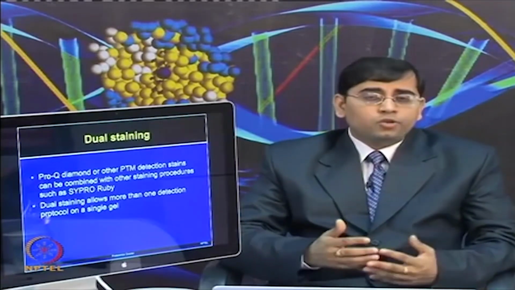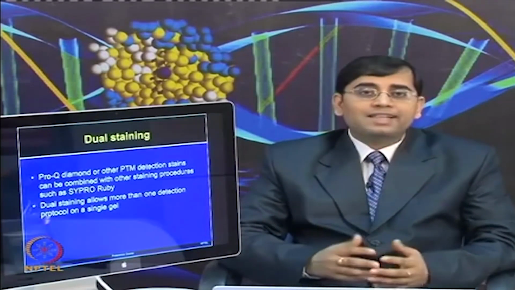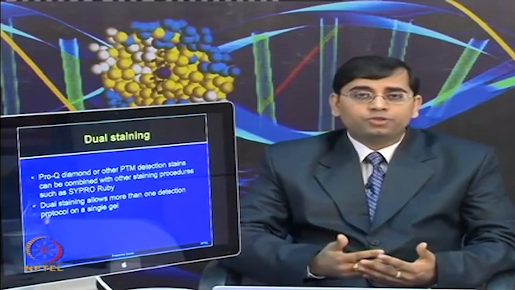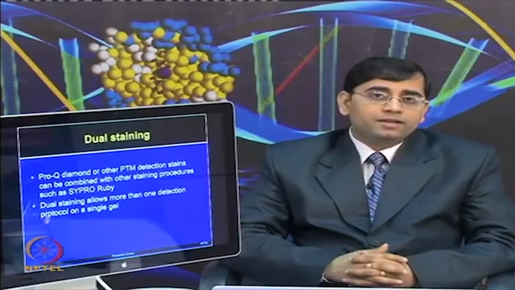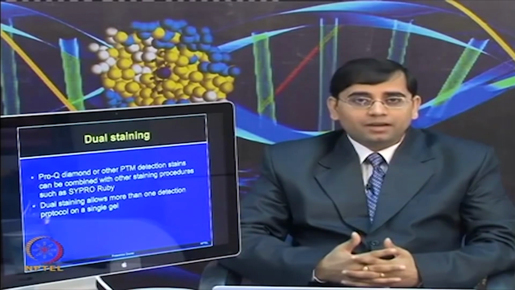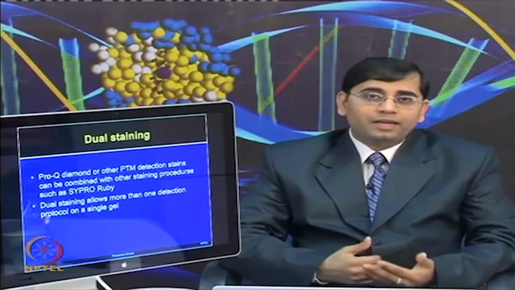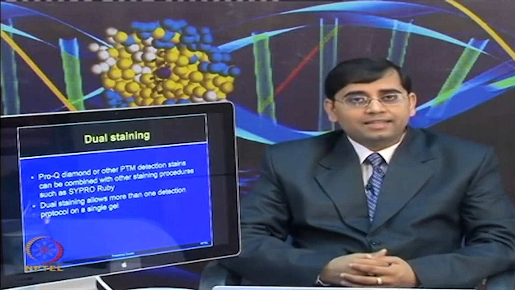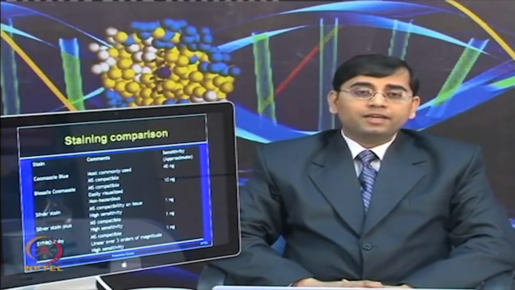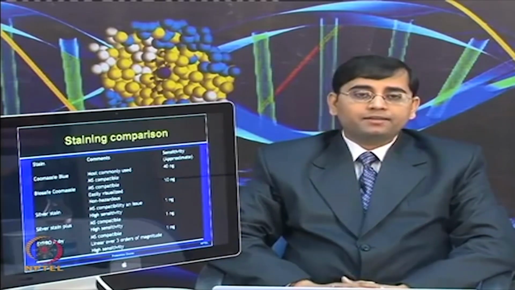So, after all of this type of staining detection, now you are ready to scan the image, because now you can see all the protein spots available on the gel in different colors, whether it is blue in Coomassie, or brown in silver, pinkish in Sypro, or different types of fluorescence pattern in cyanine dyes and Pro-Q Diamond. So, now let me describe some staining comparison available for various types of stains which we discussed before we move on to the next part on the image scanning.